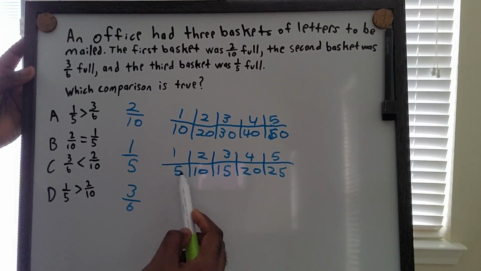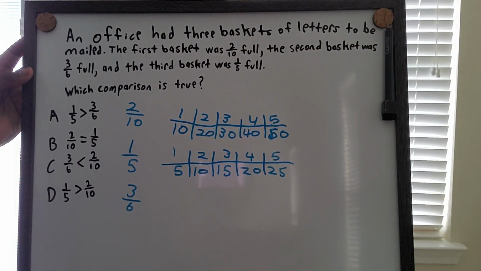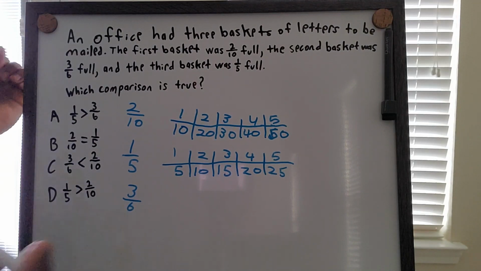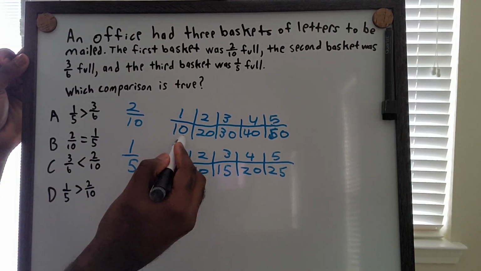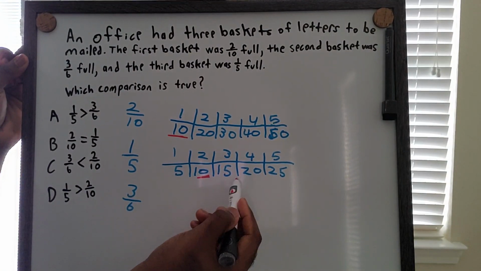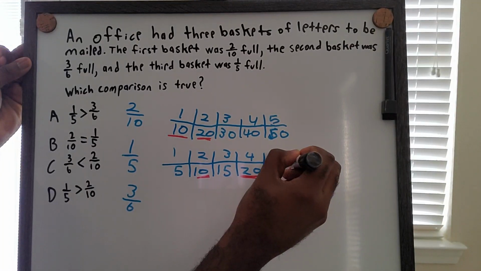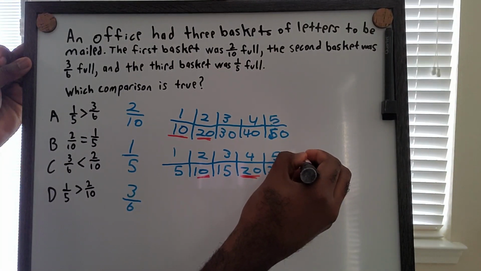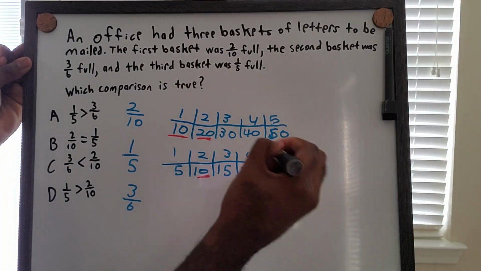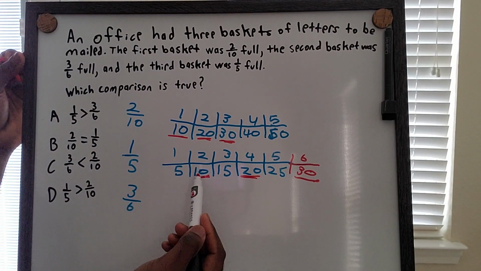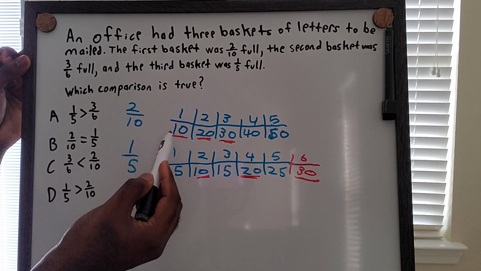Now, what I need to see is which one of these multiples match. I'm going to use a different color because I'm going to do the same thing with 6. So, I see that 10 matches and 20 matches. And if I did one more multiple, the 6th multiple would be 30, and I see that 30 matches. But what I want is the least common multiple. So what's the smallest number that matches? 10 and 10. So for 10, it's going to be the first multiple.